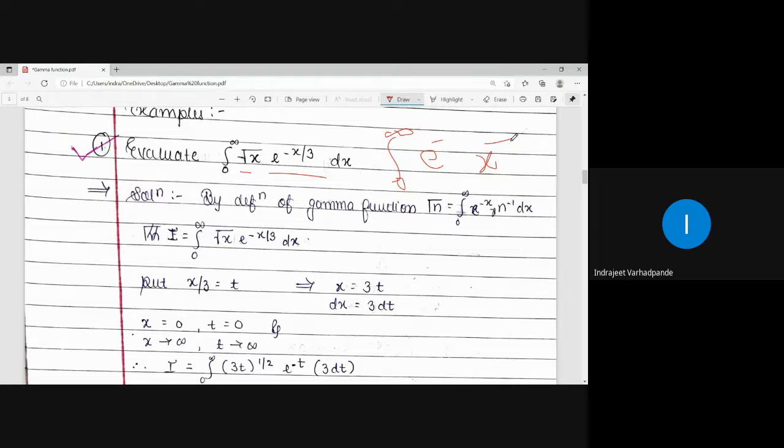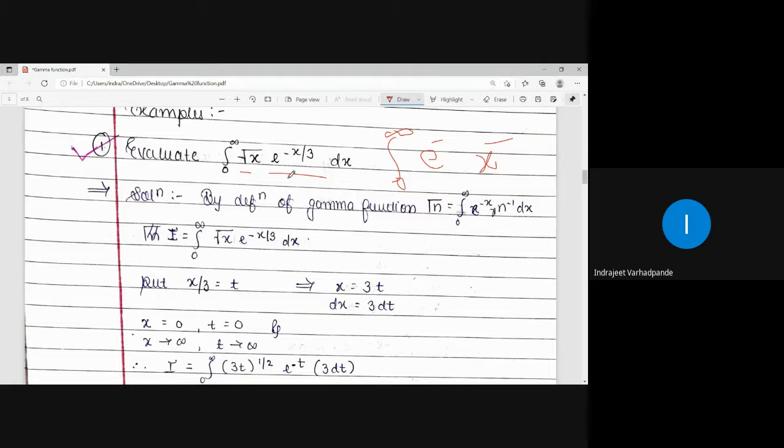Either I am using the variable as x or I am using the variable as t, it will not affect. Our solution will always be the same because we are interested at the end in putting the limits and getting the answer. But in these problems, we will not need to apply integration, because we try to fit it into the definition, and using the definition we can easily get the answer.